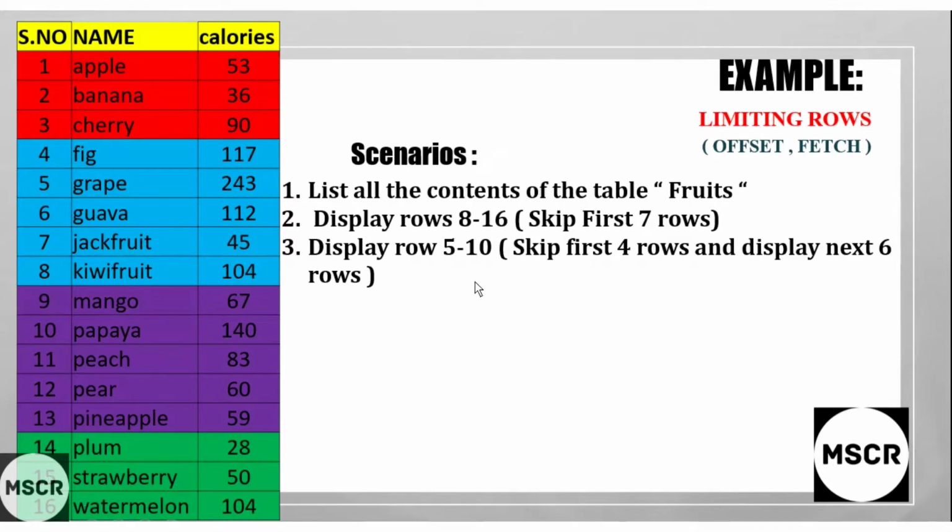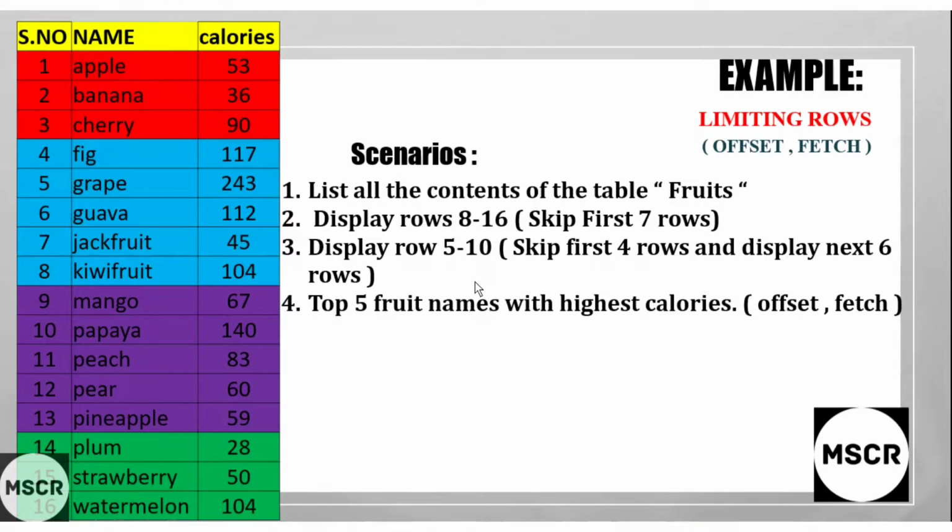Now the fourth question is, I want the list of the top 5 fruit names which have the highest calories. So you can see there are different calories corresponding to different fruits. Now all I want is the top 5 fruit names with the highest calories using offset and fetch clauses. Now let us check how we can find a query for these 4 questions.